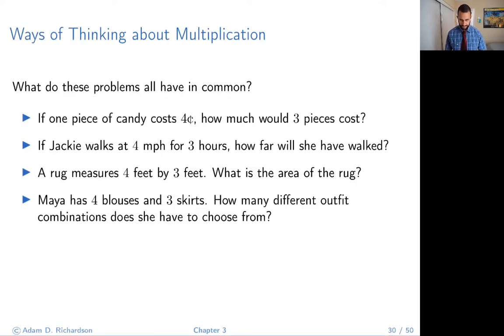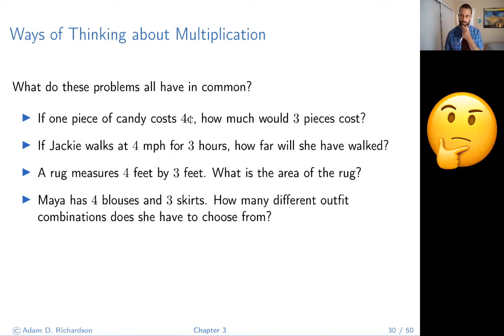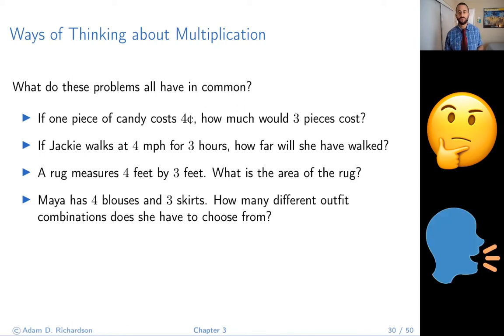So let's start here. Let's think about ways of thinking about multiplication. We're going to start with a Dora moment here. Just take a moment and ask yourself and your group members, what do these problems all have in common? I'll give everybody a minute to think about that. Okay, and now I want you to speak out loud about it. Talk to yourself or talk to your neighbor, talk to your group members. Just take a few minutes to talk about it out loud.